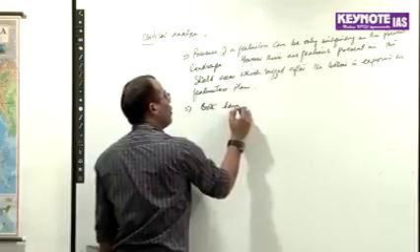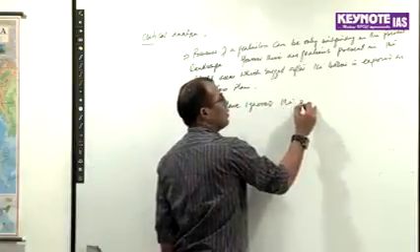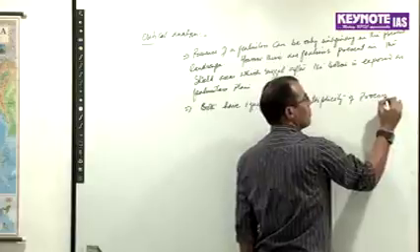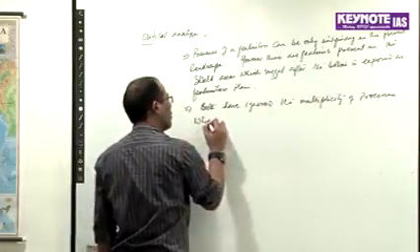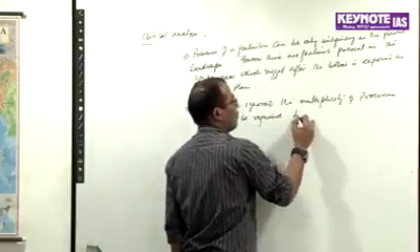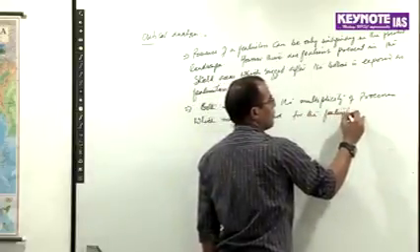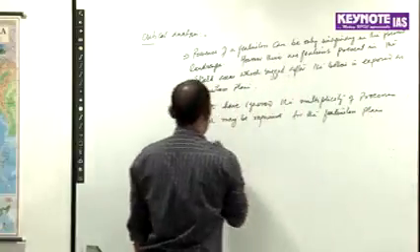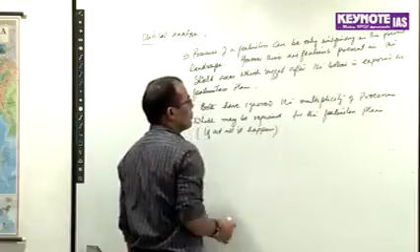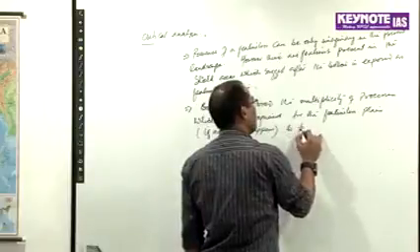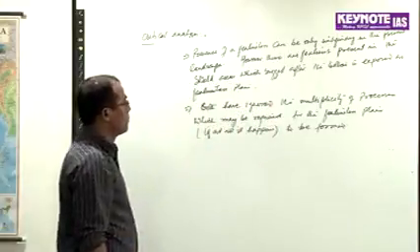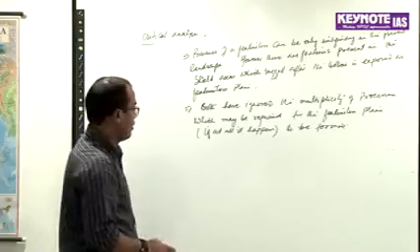Both have ignored the multiplicity of processes which may be required for the featureless plane, if at all it happens, to be formed. Then climate geography, crustal geography, you can talk here.